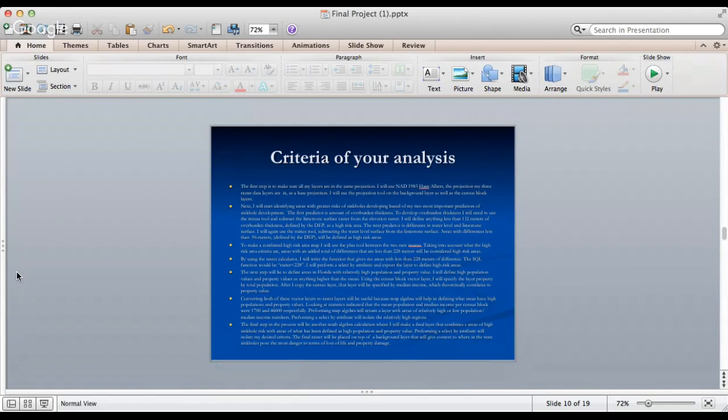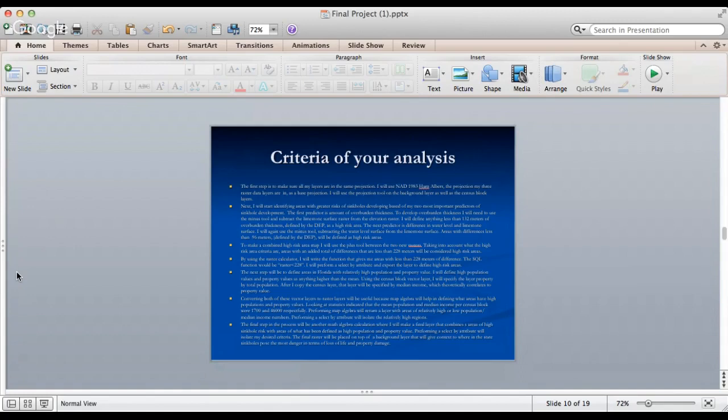I will use the projection tool on the background layer as well as the other 3 rasters. To begin, I will start identifying areas within Florida with the greatest risk of sinkhole formation based off the 2 important predictors of sinkhole development. The first predictor we will look at is amount of overburden thickness.